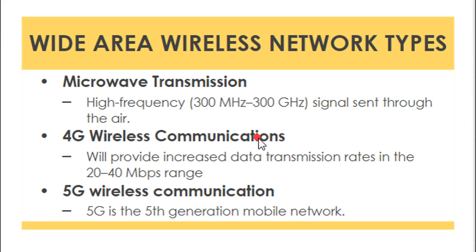Microwave dishes are frequently placed in relatively high positions or high locations such as mountains, towers, and tall buildings. 4G wireless communications will provide increased data transmission rates in the 20 to 40 Mbps range.